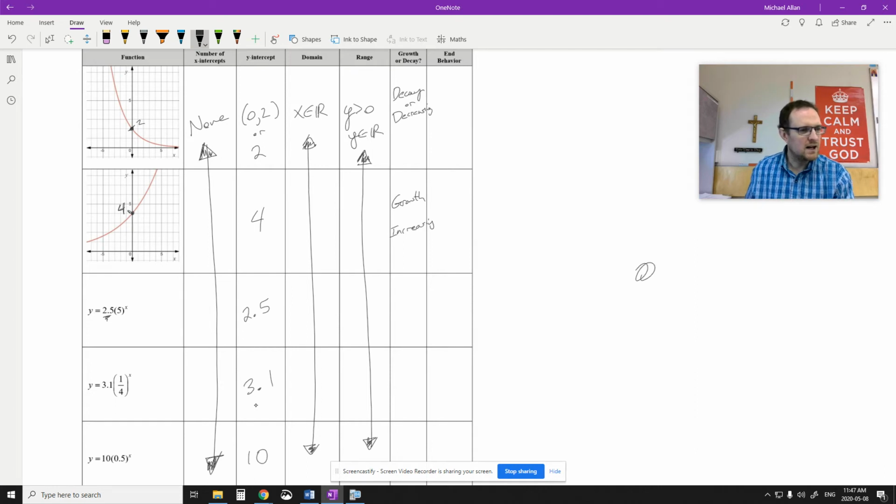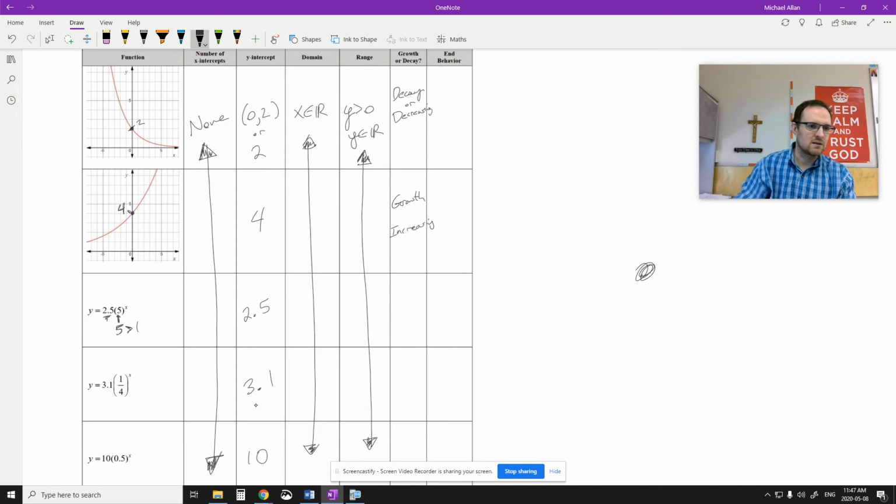Okay. These ones, those ones, you're just looking at them. You're like, is it going up or is it going down? Okay. The next one here, you look at your B value, right? This common ratio, this is 5. 5 is greater than 1, right? So that means this is a growth function because it's going to be increasing, a graph function.